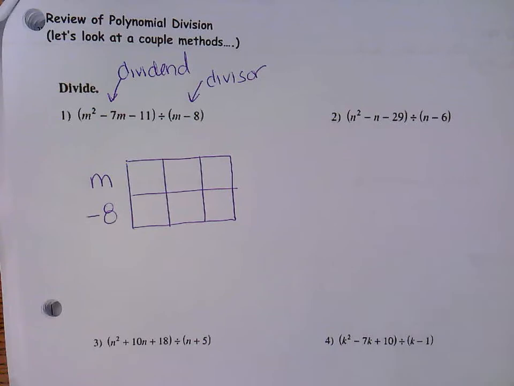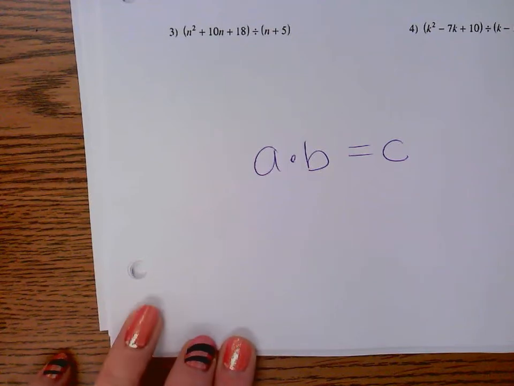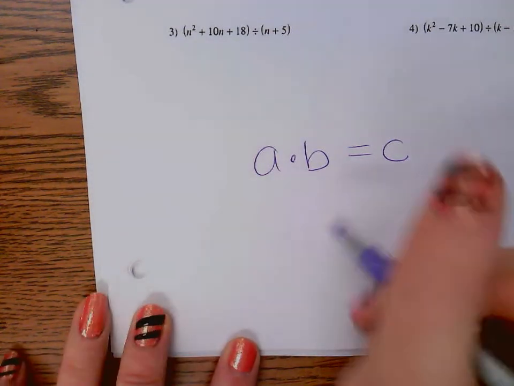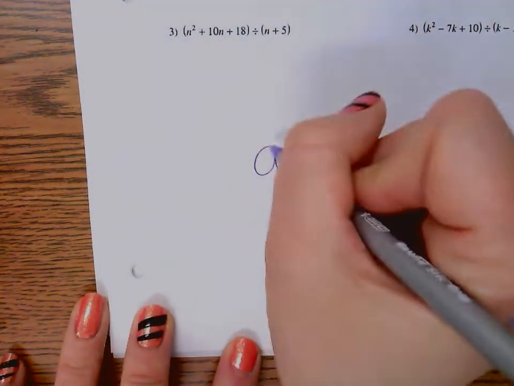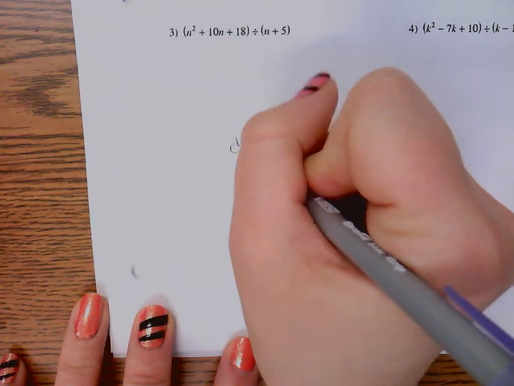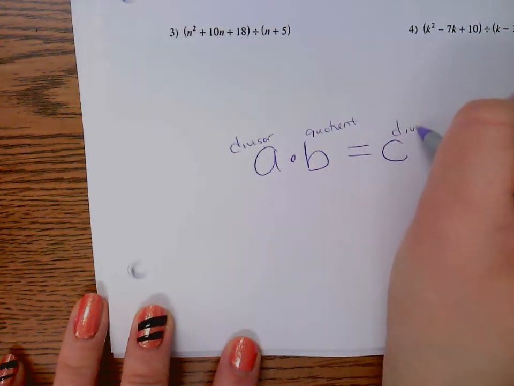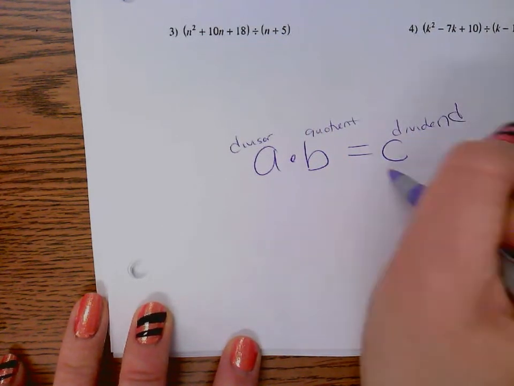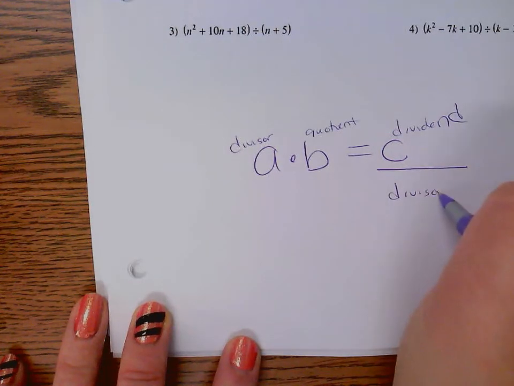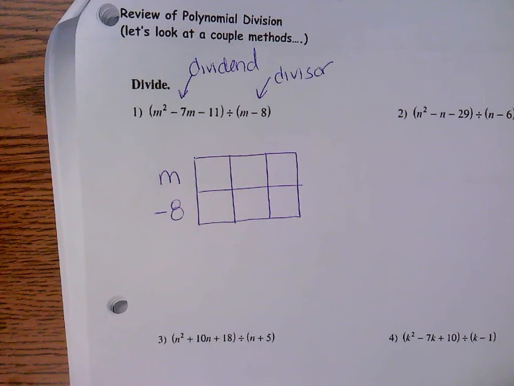So if A times B gives you C, then going backwards, let's say this is your divisor, this is your quotient, this is your dividend, right? Dividend divided by your divisor will give you back your quotient, right? So it's just a multiplication problem backwards.